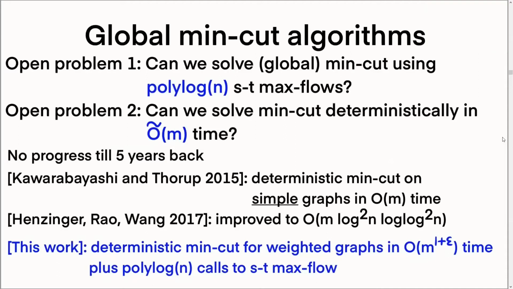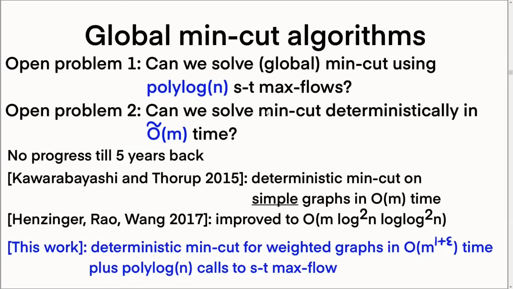Why is that Henzinger result an improvement? It seems worse. Oh, I'm sorry, I forgot the tilde factor here. There shouldn't be a tilde there. There should be a tilde in the Kawarabayashi and Thorup result, Õ of m. Okay. Can you see my cursor, or is that not possible? Yeah, we can see your cursor. Okay, good.